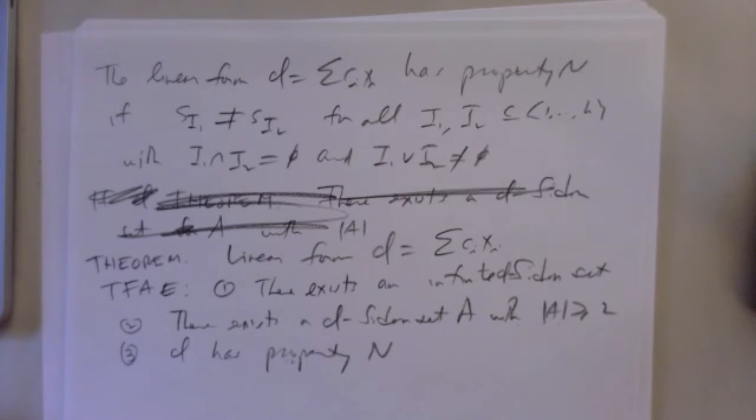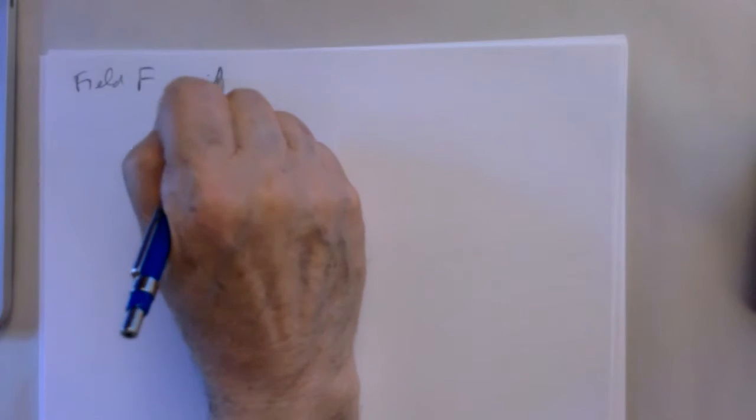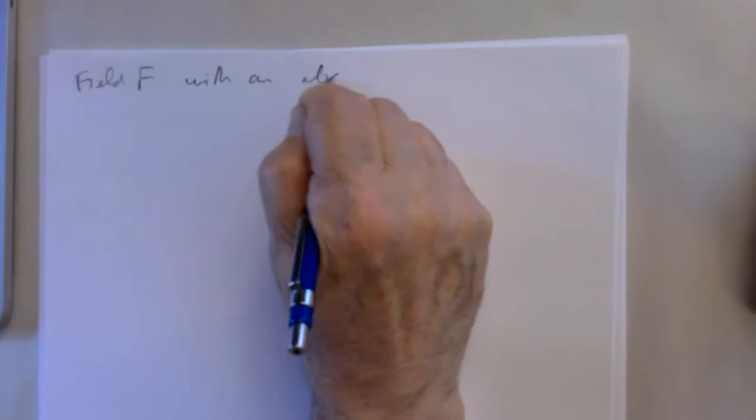Okay, so this property is the necessary and sufficient condition for a linear form to have a Sidon set. Now, there are lots of questions about Sidon sets and strange ways of looking at these. Remember, I have a field F, and I want to suppose I have a field F with an absolute value.